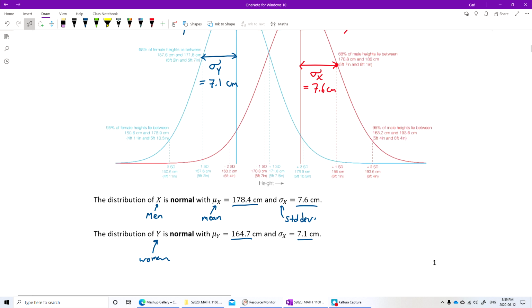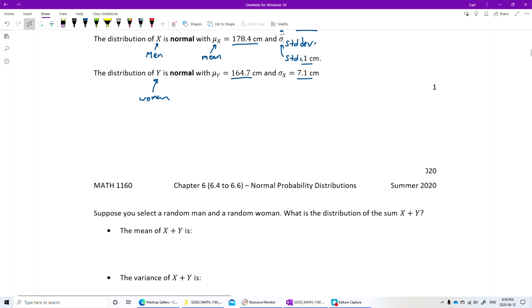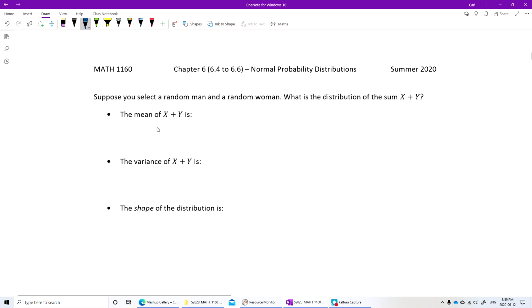Okay, so we're going to combine these two together. Imagine now that you select a random man and a random woman, and then we're going to take the two heights and add them together. So we're going to add together the x value and the y value, and we want to know the distribution of the sum x plus y. You could think of it like maybe we're looking at all the married couples in the world, and we're saying, well, if we know how the men's heights and the women's heights are distributed, what about the sum for all the couples out there?